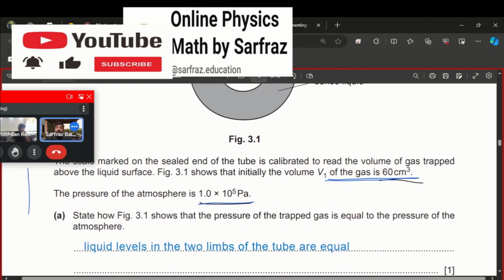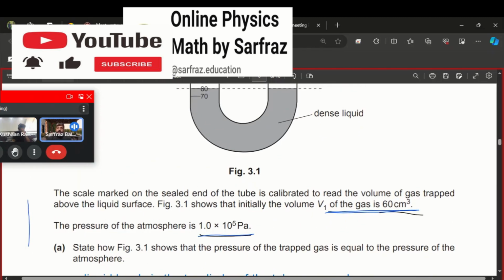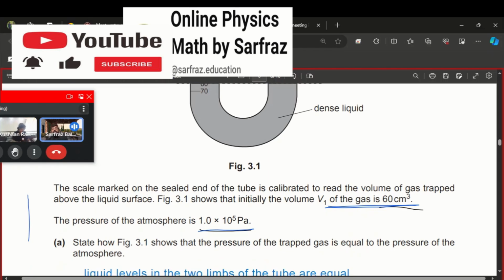How does figure 3.1 show that the pressure of the trapped gas is equal to the pressure of the atmosphere? How can you say that by seeing the figure? Because they're both equal. Yes, the level of the liquid in both columns is equal. That's why you can say that the atmospheric pressure is equal to the pressure of the gas trapped.